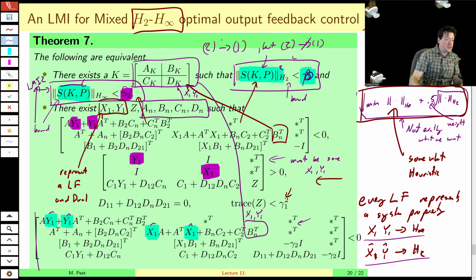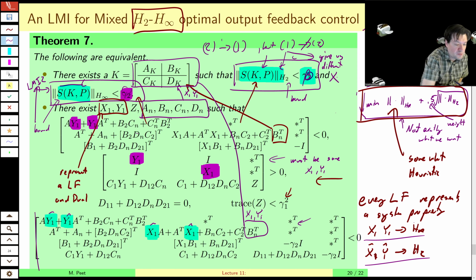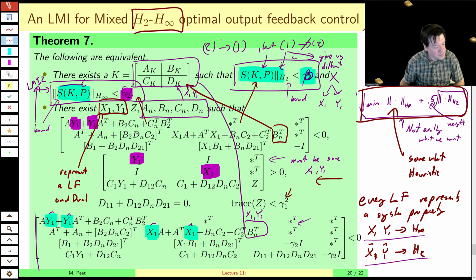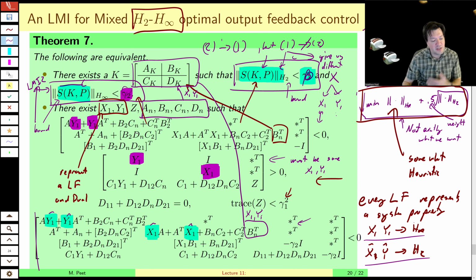Right? Because if we tried to, sorry, 1 does not imply 2. Because if we try to prove 1 implies 2, the KYP lemma and the H2 LMI are going to give us different x's. Different primal variables, which then of course lead to different x1s and y1s, which of course lead to different AN, BN, CN, DNs. Right, so that's a problem.